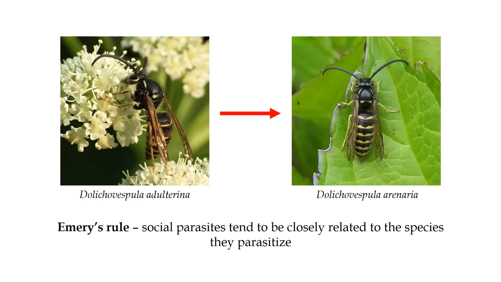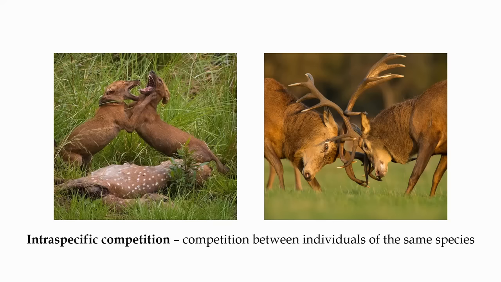Emery's rule states that kleptoparasites and other social parasites tend to be closely related to the species they parasitize, although there are plenty of exceptions to this. This rule results from the fact that kleptoparasitism is most often an intraspecific interaction, where one animal steals food from another member of the same species.